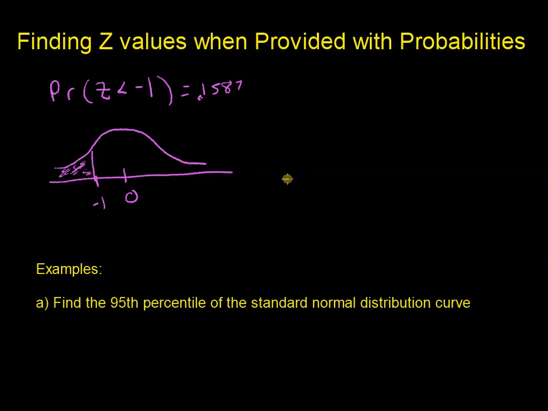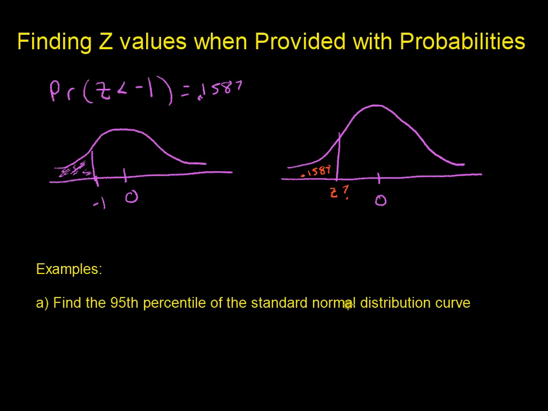Now, what if the problem is slightly different? In this video, we're going to discuss problems that are kind of the opposite of these sort of problems, where they've told us the area. For example, say they've told us to find the z-value that corresponds to the area being 0.1587. And they're asking, what is this z-value?